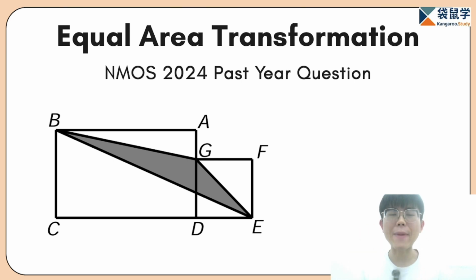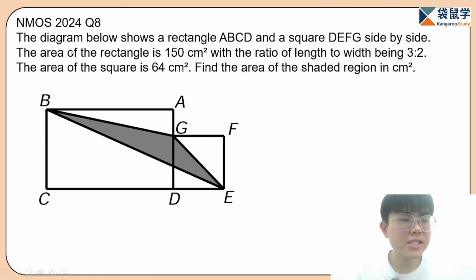Today I would like to talk about a past year question from NMOS 2024, which is about the equal areal transformation. Let's have a look. The diagram below shows a rectangle ABCD and a square DEFG side by side. The area of the rectangle is 150 cm square with the ratio of the length to the width being 3:2. And the area of the square is 64 cm square. We are asked to find the area of the shaded region in centimeter square.